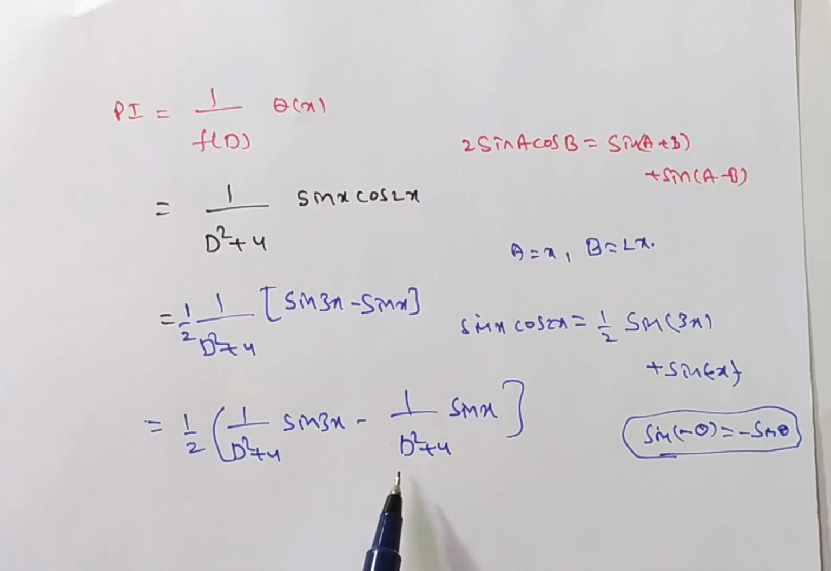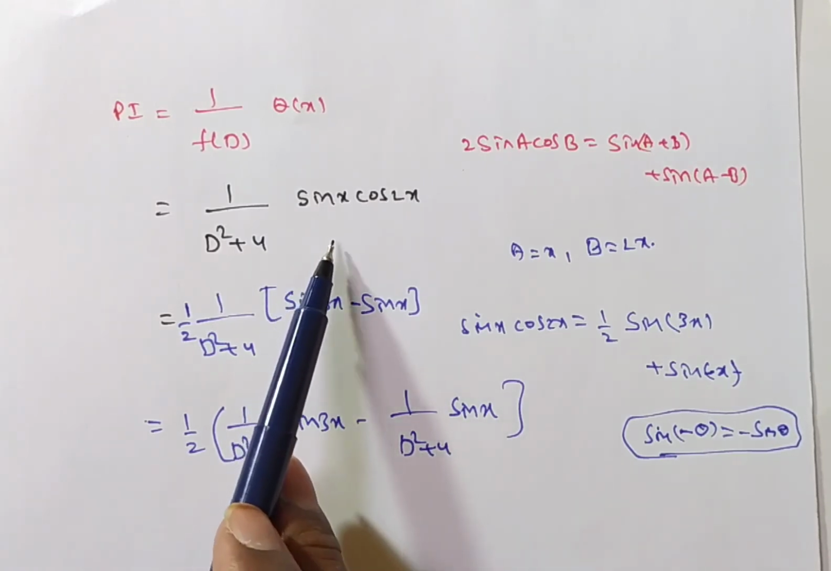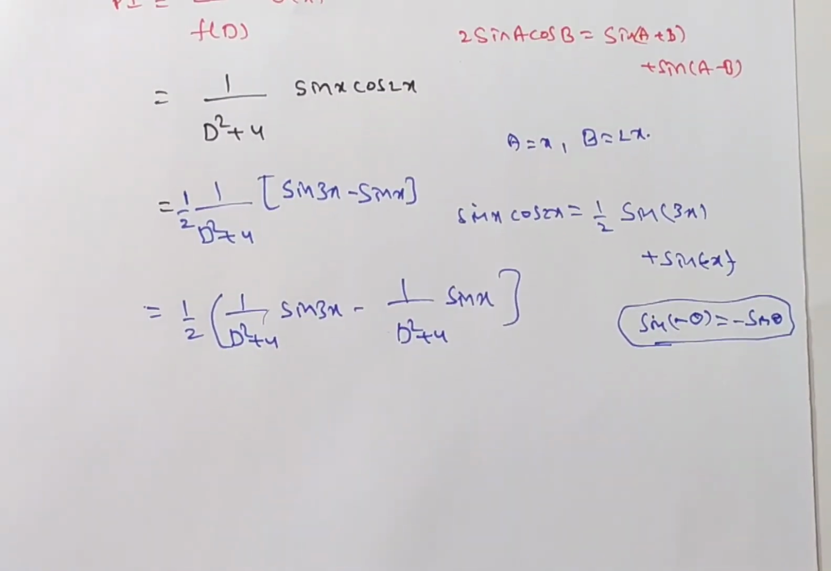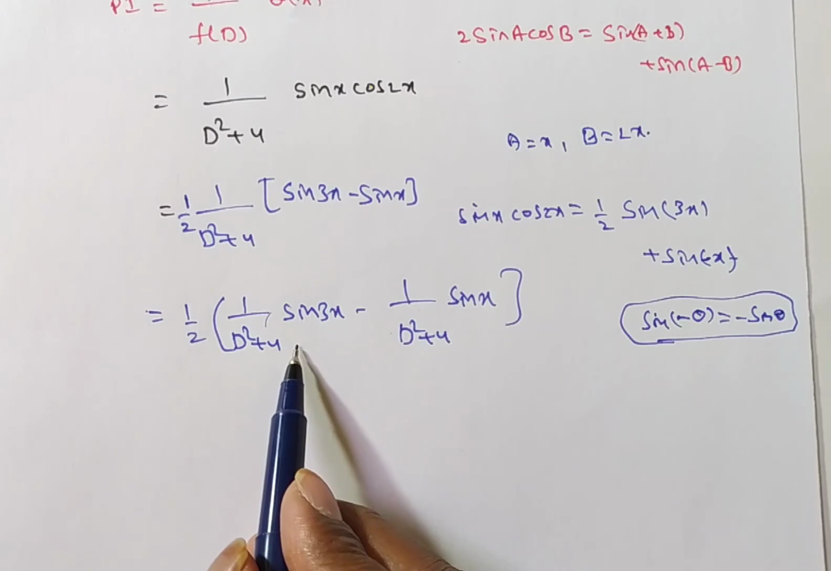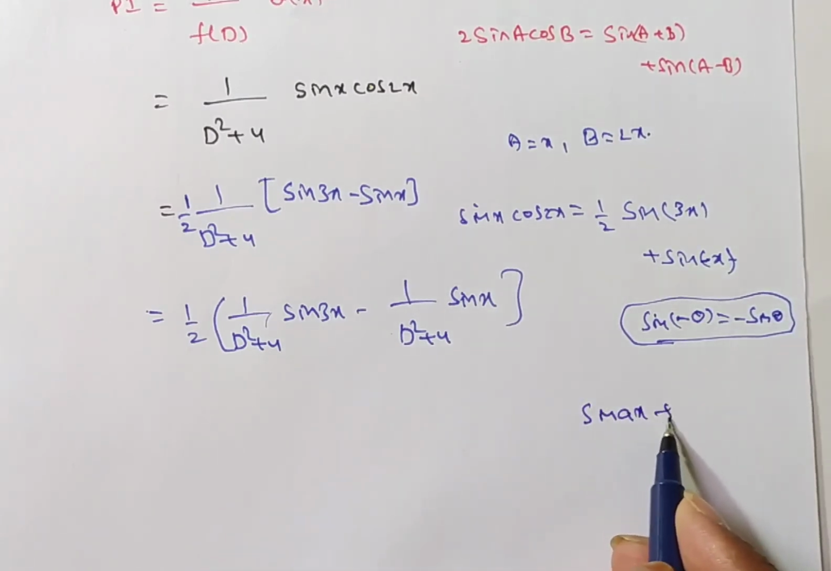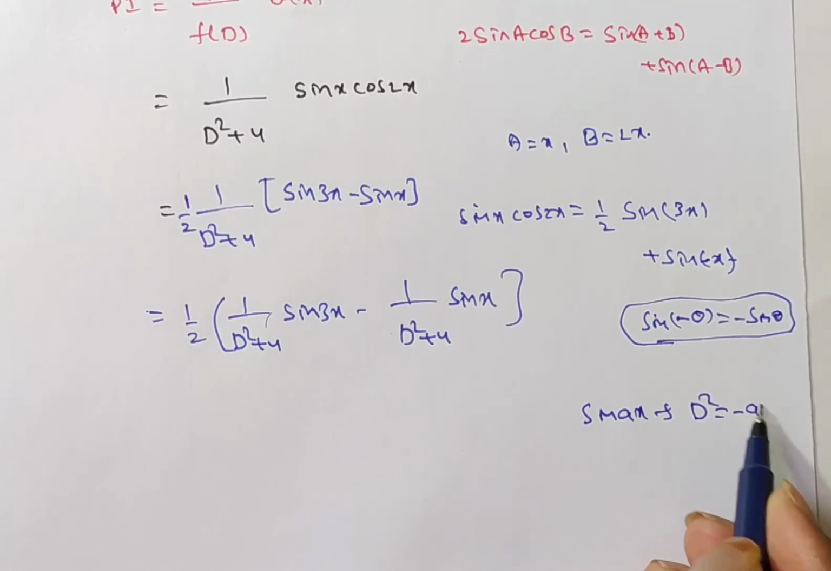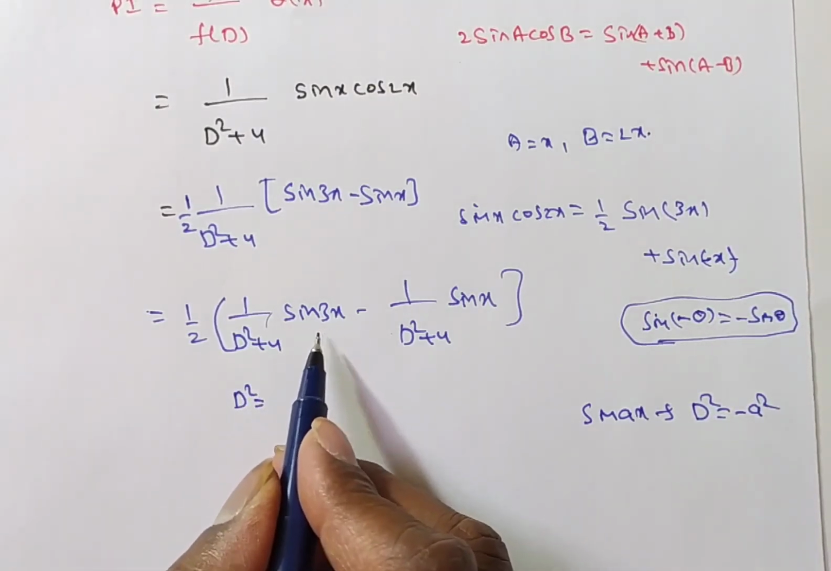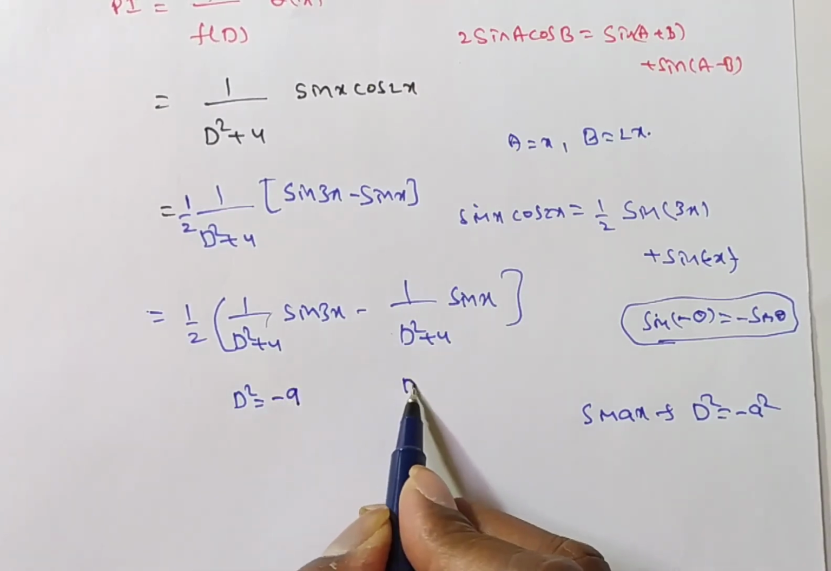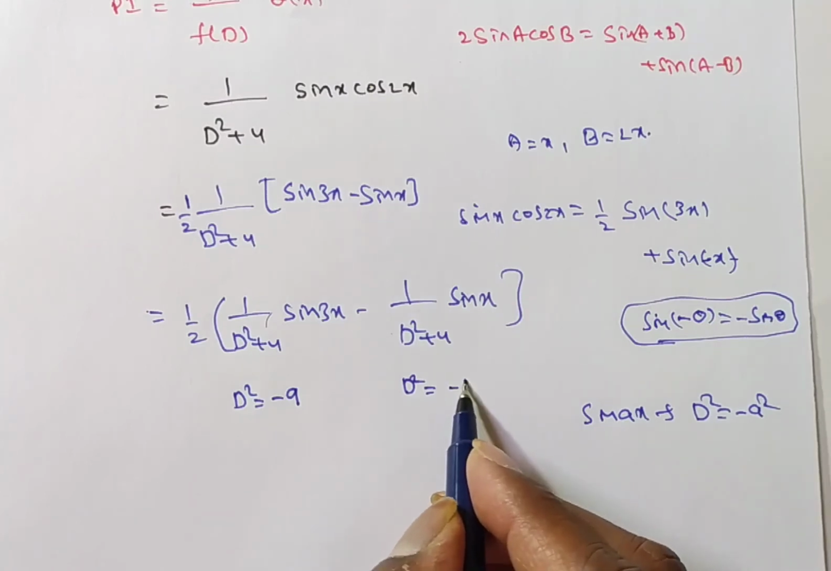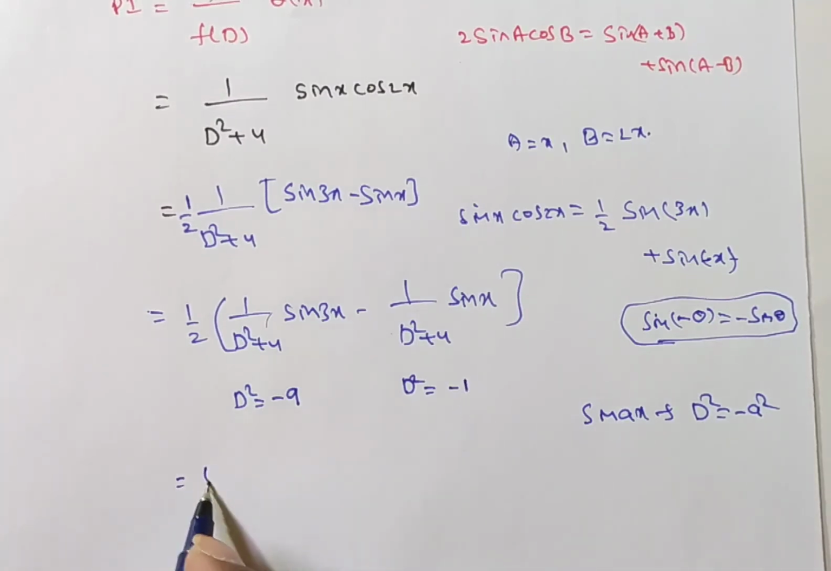Now you can do the integration because Q of x is in sin ax form. Here also sin ax form. But previously it was sin ax into cos ax. That is why we used this formula. Right. Now whenever sin ax form is there, what will we do? If sin ax is there, we will replace D square by minus a square. So what is the a here? 3. So minus 9. D square is equal to minus a square. What is a here? 1. So minus 1. We are substituting. Now you substitute, then what are you getting?